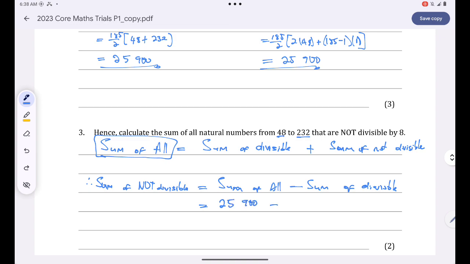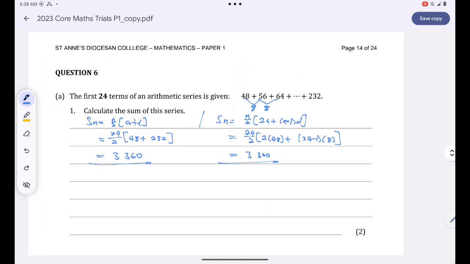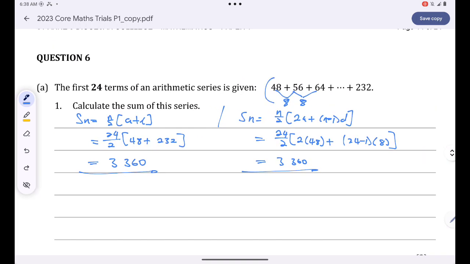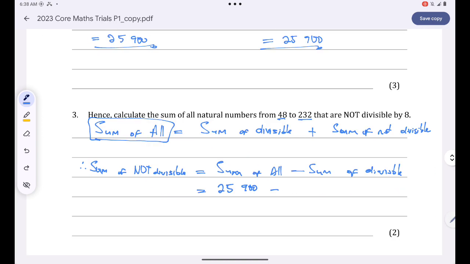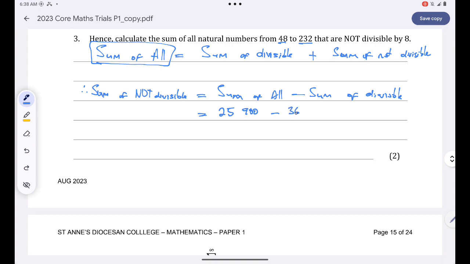25,900. And then the sum of numbers which are divisible by 8, we should go back to the first question over there. We have 24 of them, and we did find the sum as well to be 3,360. So the final answer will simply be 22,540. So the sum of all numbers that are not divisible by 8, starting from 48 until 232, is just the sum of all these numbers.